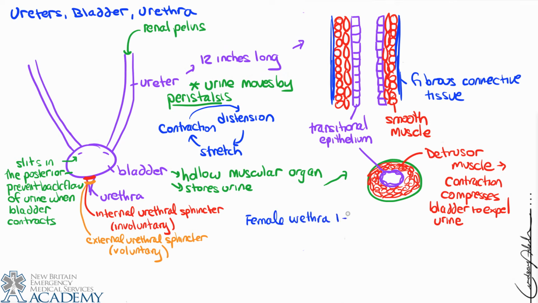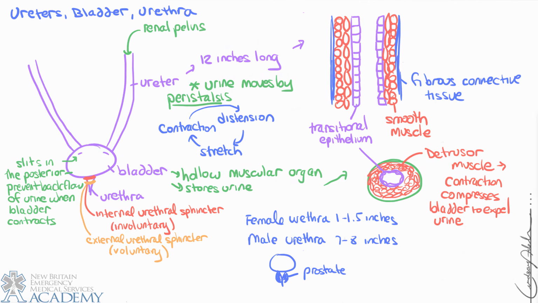The female urethra is about 1 to 1.5 inches in length, and because it's so short, that leads to many more opportunities for a urinary tract infection, or invasion of bacteria into the urethra and then into the bladder. And the male urethra is closer to 7 to 8 inches in length. The one thing we want to mention about the male urethra is that it's also surrounded by the prostate. And so in situations where the prostate is enlarged, such as benign prostatic hyperplasia, it can actually compress the urethra and make it more difficult to expel the urine. So it can actually lead to urinary retention.